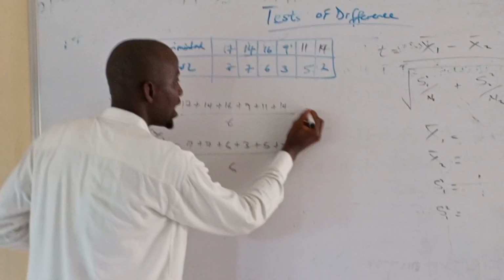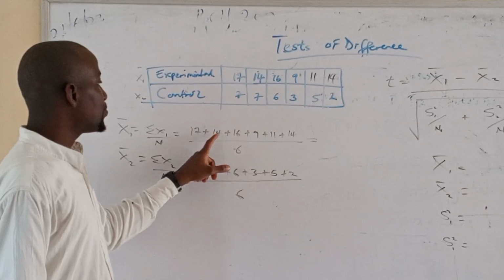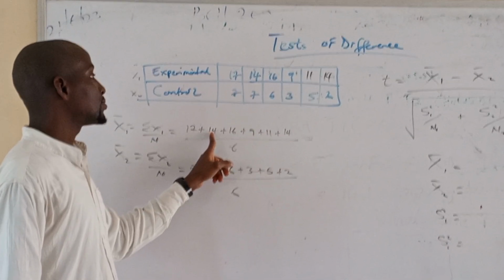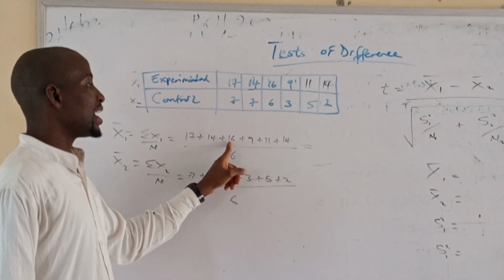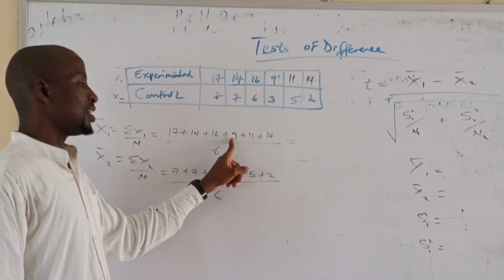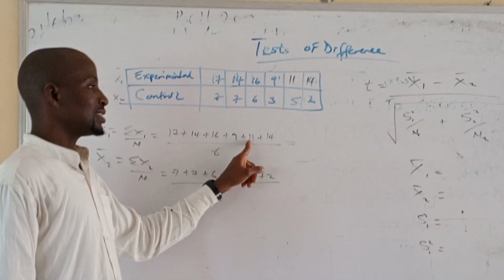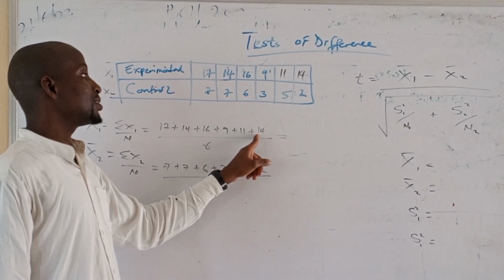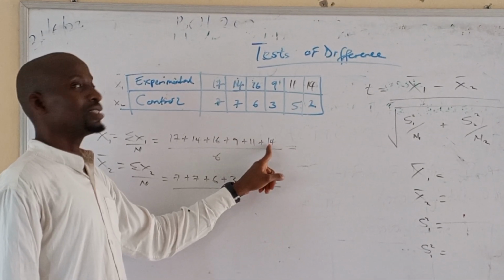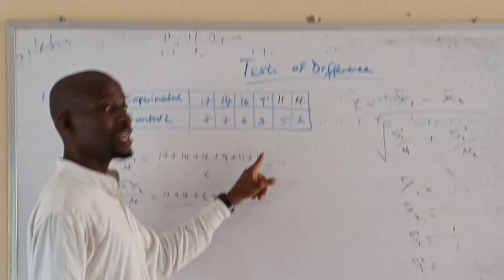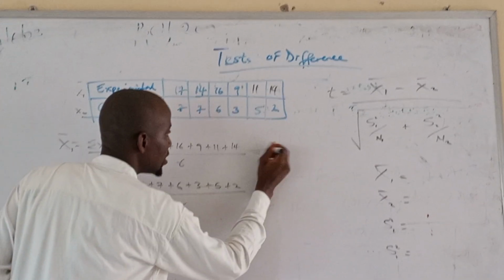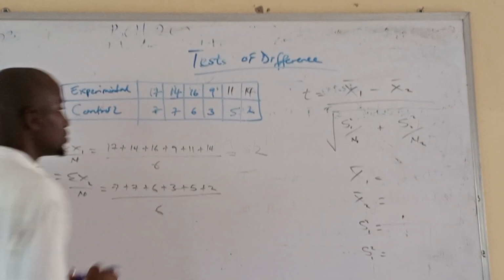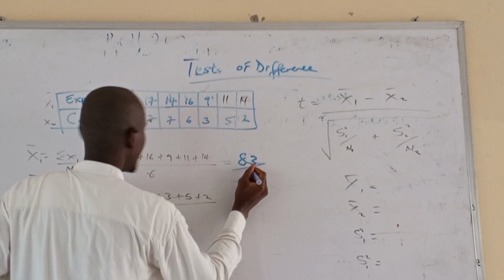So specifically, when we have 17 plus 14, that will give us 31, 47, 56, 67. 67 plus 14, that will be 67 plus 10 is 77, 77 plus 4 will then give 81. So we have 81, meaning 81 over what? Over 6.